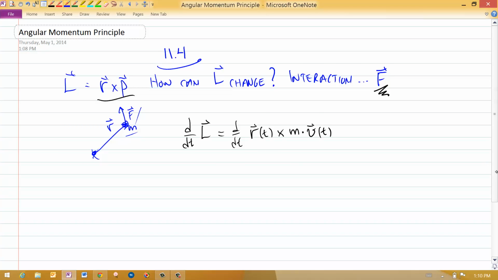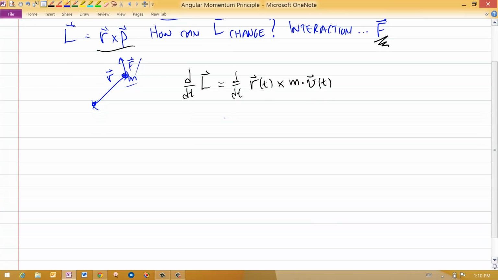The usual product rule of calculus applies, so this is equal to d by dt of r of t, that vector, crossed with m v, plus r of t crossed with d by dt of the mass times the velocity, d by dt of the momentum. And there's two pieces that come into here, and you can't see where the force is coming from in either one of those.